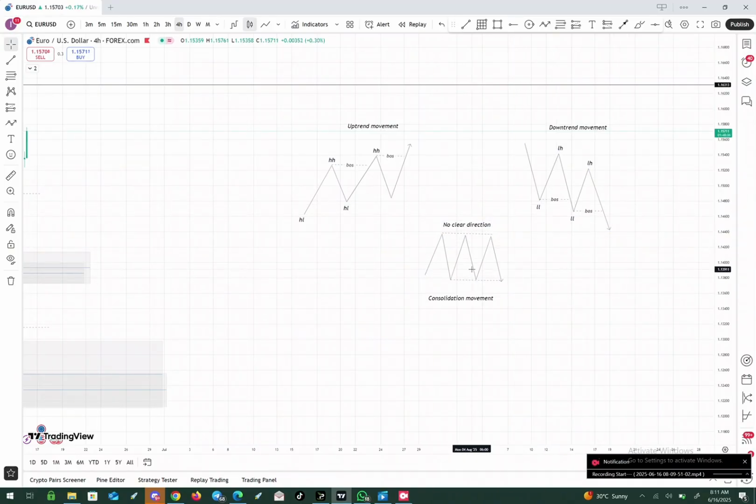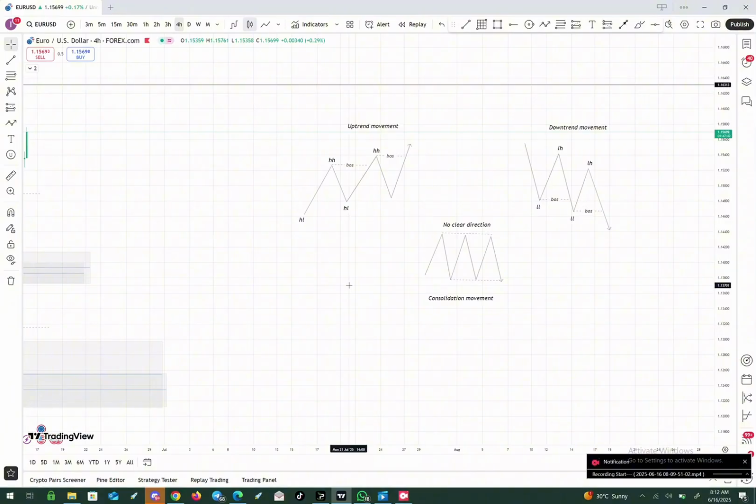Now the next one is called the consolidation movement, whereby we don't know who is in control, either the buyers or the sellers. Both of them are arguing, where there is no clear direction in the market. Now, as a smart money trader, smart money uses this particular structure to trap retail traders.